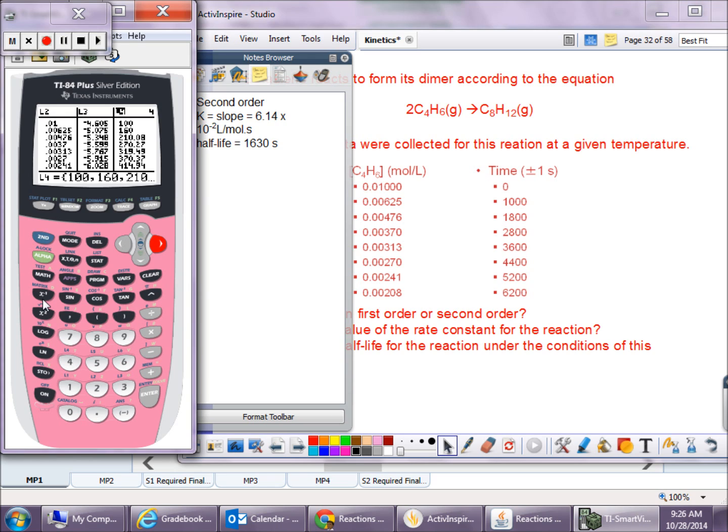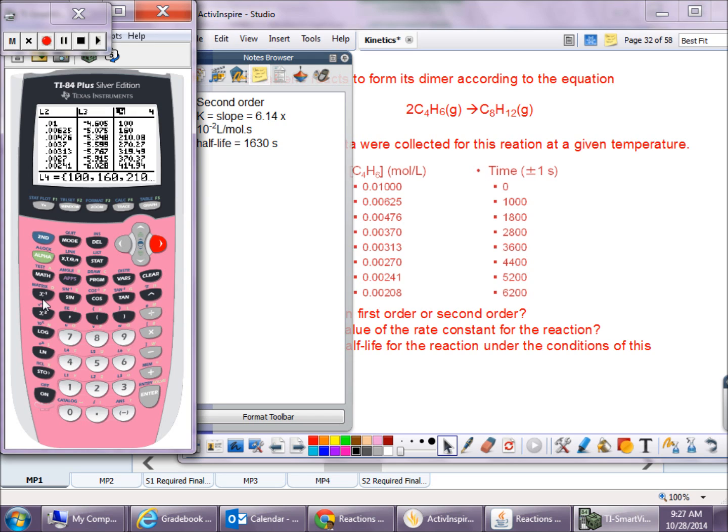Now we have our L1, which has the time. We have L2 with the concentration. We have L3 with the natural log of the concentration. We have L4 with the reciprocal of the concentration. Now we are going to do the math. They ask if it's 0, first or second order. To answer that question, we need to calculate.